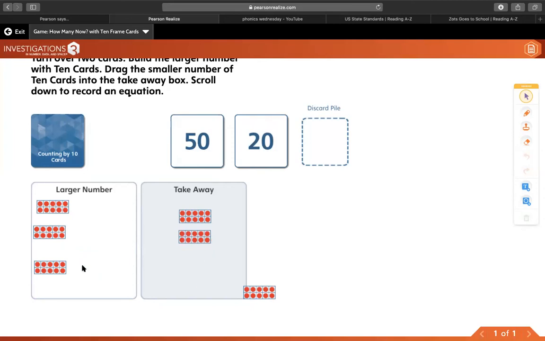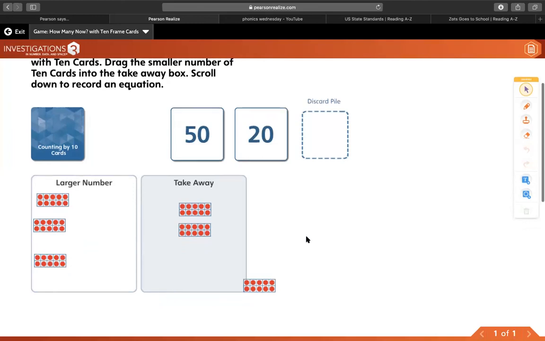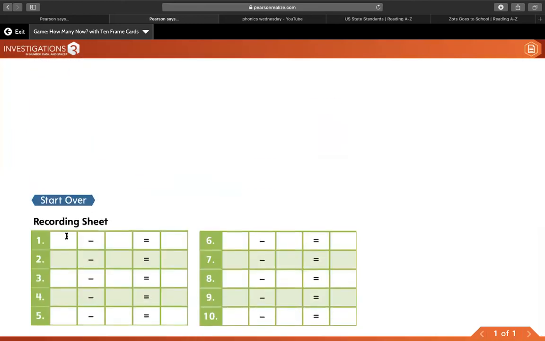Let's see how many dots I'm left with first. So 10, 20, 30 dots. Or I'm left with 1, 2, 3 10 frames, which is 3 groups of 10. So we started with 50 dots. We took away 20 dots, and we were left with 30 dots. We started with 5 10 frames. We took away 2 10 frames, and we were left with 3 10 frames.